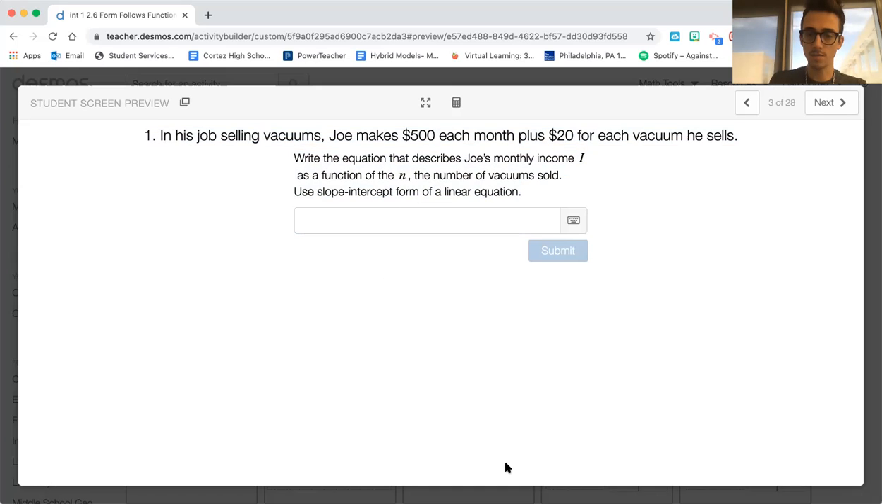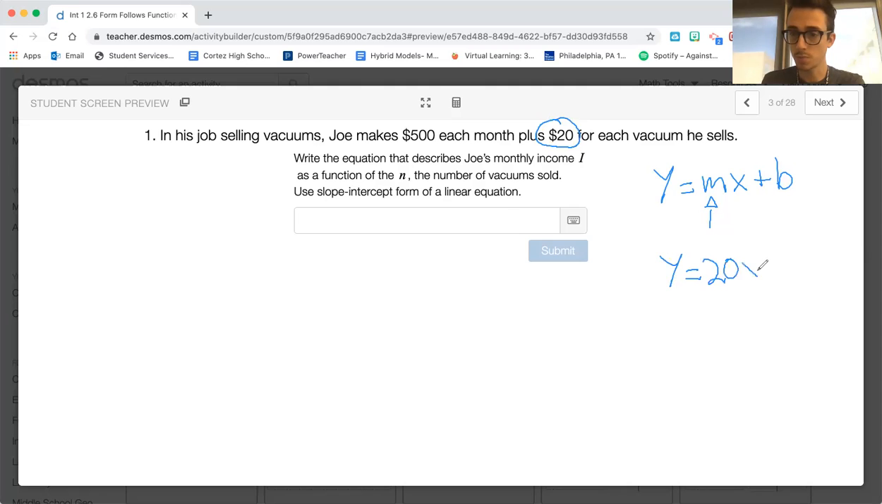We have y. Normally we have y. Hopefully we can get y. As y equals mx plus b, where again our slope is what's changing over time. So if we sell one vacuum cleaner, we would get $20. If we sell two, we get 40. So I think the thing that's changing here is the 20. So I'm going to write in 20 as my slope. And then how about the y-intercept? What are we no matter what going to have?